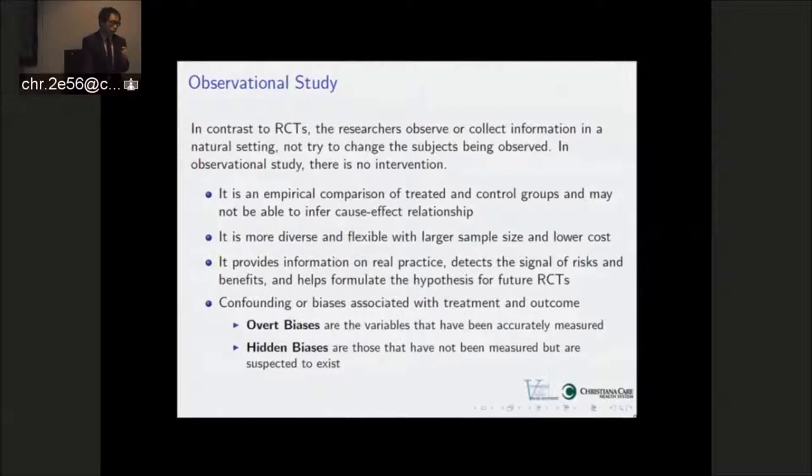Observational study has its own properties. Usually, it's an empirical comparison of treated and control groups, and may not be able to infer a cause and effect relationship. In another way, compared with randomized controlled trials, the observational study is more diverse and flexible, and usually has a very large sample size and a lower cost.